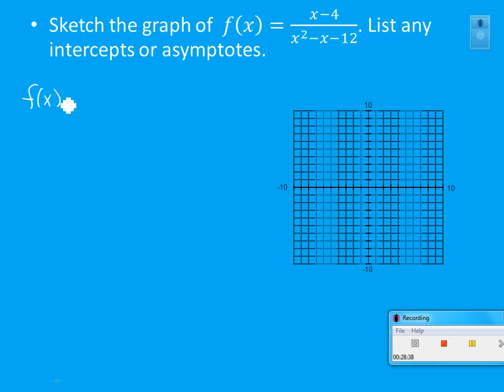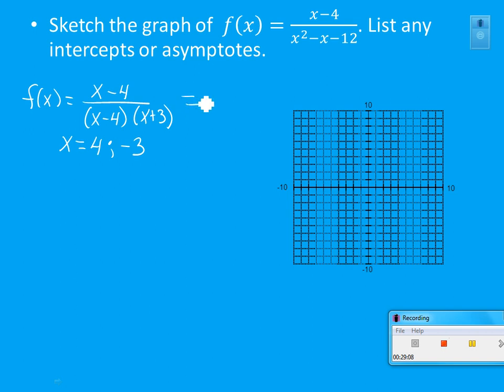I got f of x equal x minus 4 over x squared minus x minus 12. So I'm going to go ahead and factor that into x minus 4 and x plus 3. So what do we know? We know that x cannot be 4 or negative 3. The hardest part, though, is deciding which one is the hole and which one is the asymptote in this case.